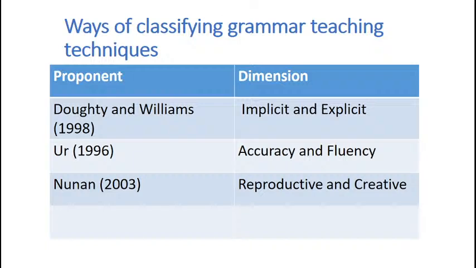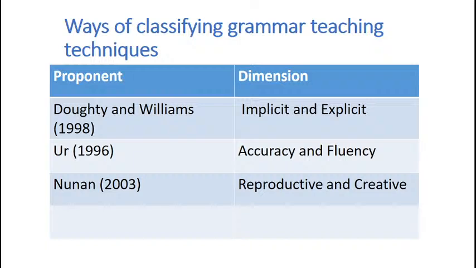And here are some ways of classifying grammar teaching techniques. We have at least 3 dimensions proposed by 3 experts. Doughty and Williams talked about implicit and explicit dimensions of grammar teaching techniques. Penny Ur talked about accuracy and fluency dimension, and Noonan talks about reproductive and creative.